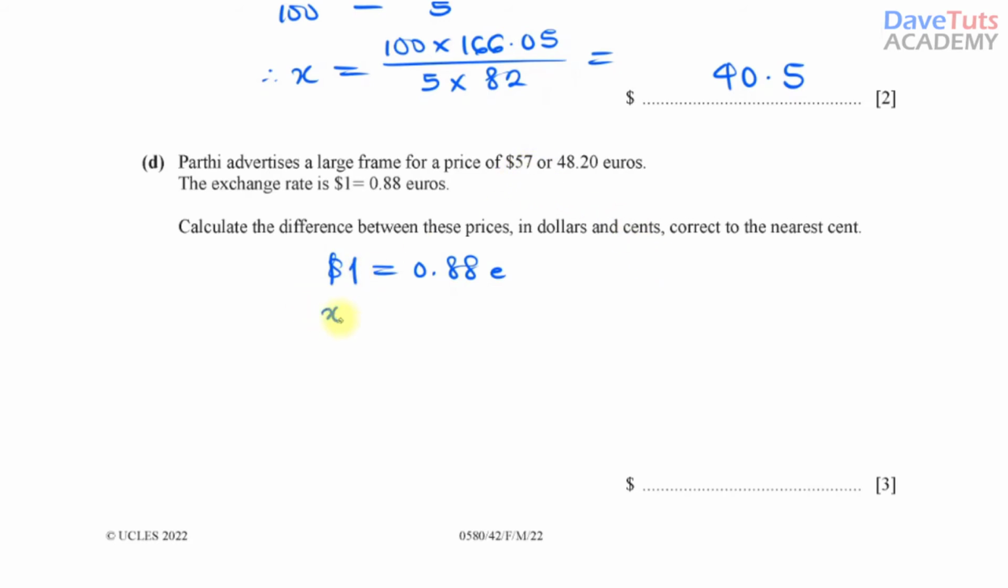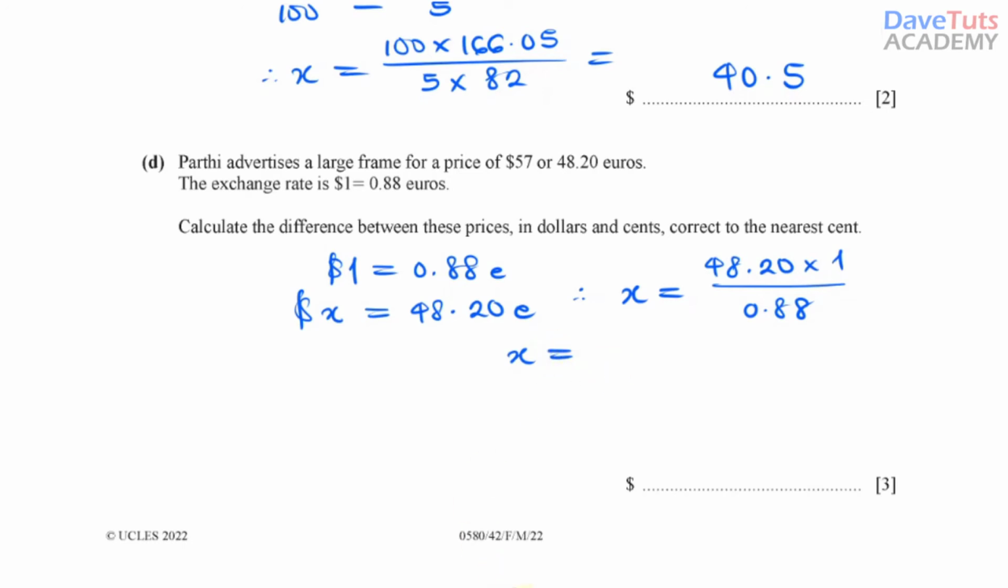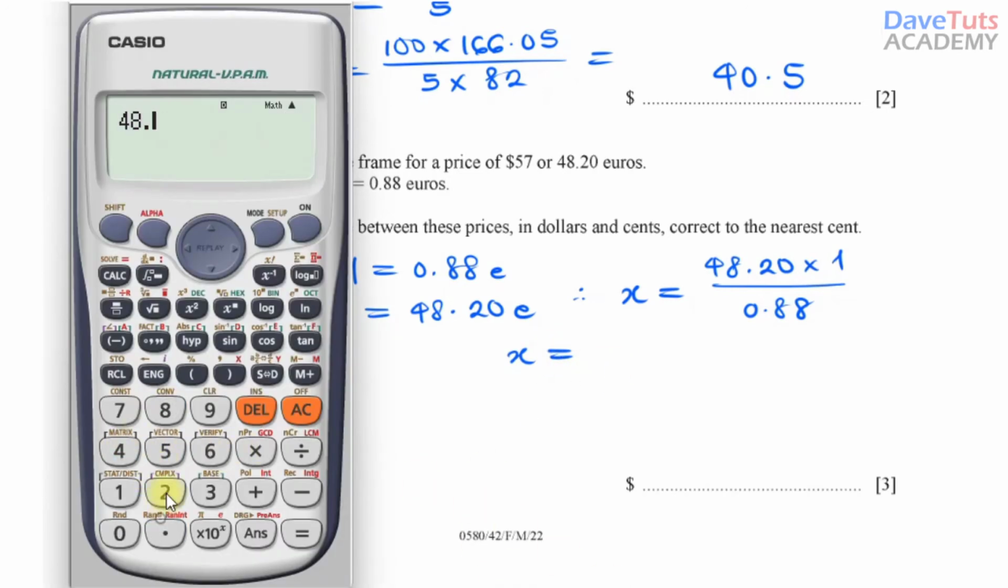So we can say x dollars is going to amount to 48.20 euros, such that from here we can have x by cross multiplying like this. It will be 48.20 multiplied by 1 divided by 0.88. So that will warrant that I can get x to be 48.20 divided by 0.88. So this is 54.72, and this bar means it is 727272.